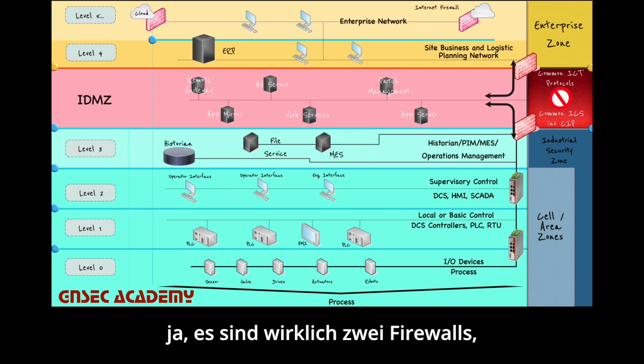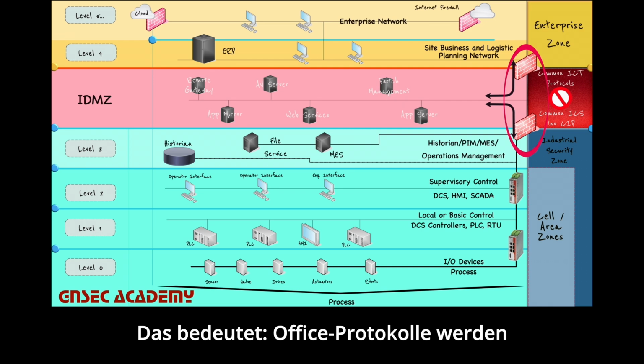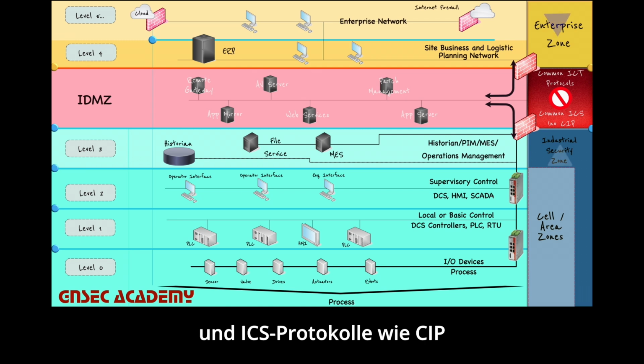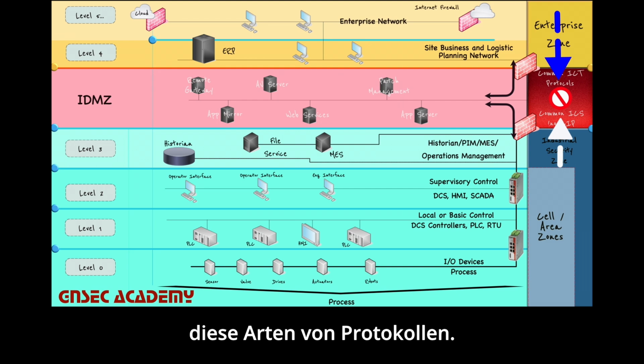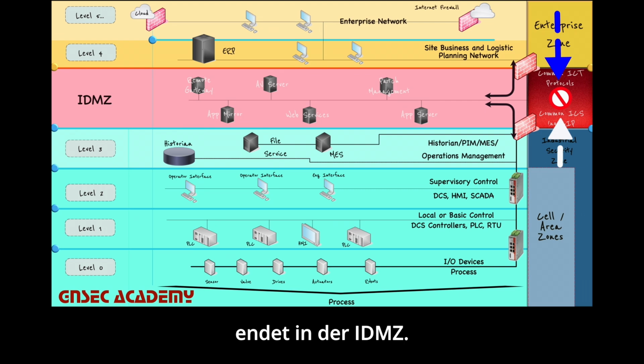If you look on the right side, you see both firewalls, and yes, that's 2 firewalls. And we have one red part. You see common ICT protocols and common ICS protocols, no CIP. That means common office protocols will not be routed down to the industrial security zone, and common ICS protocols like CIP will not be routed up to the enterprise zone. There is a big gate and a barrier for all these types of protocols.